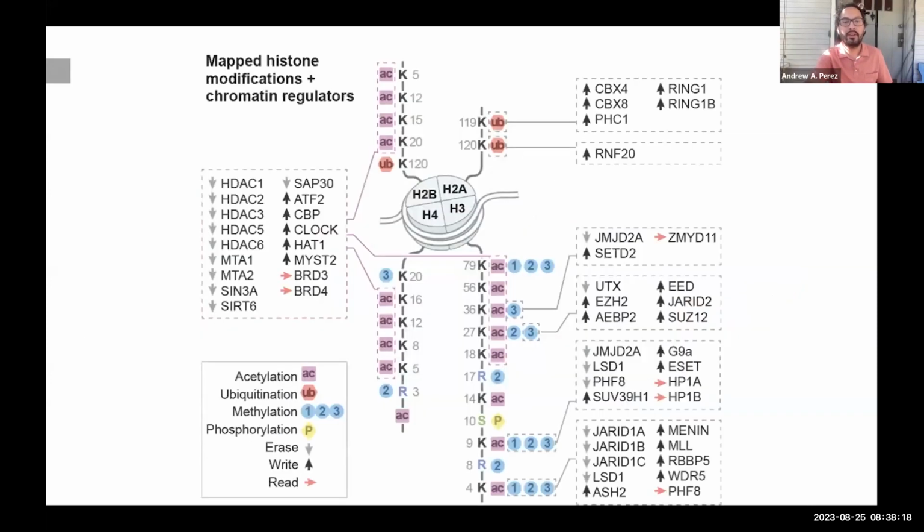So we're going to start with histone modifications. And so the histone modification space is actually quite large. It really highlights the need to be able to do this in a high throughput manner. This is not even accounting for the different chromatin regulators that regulate each one of these histone modifications.